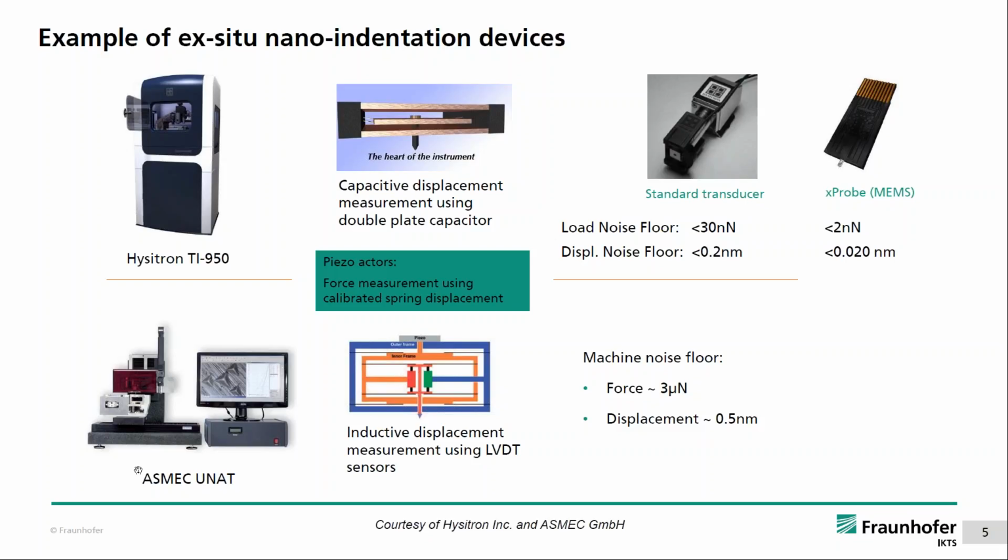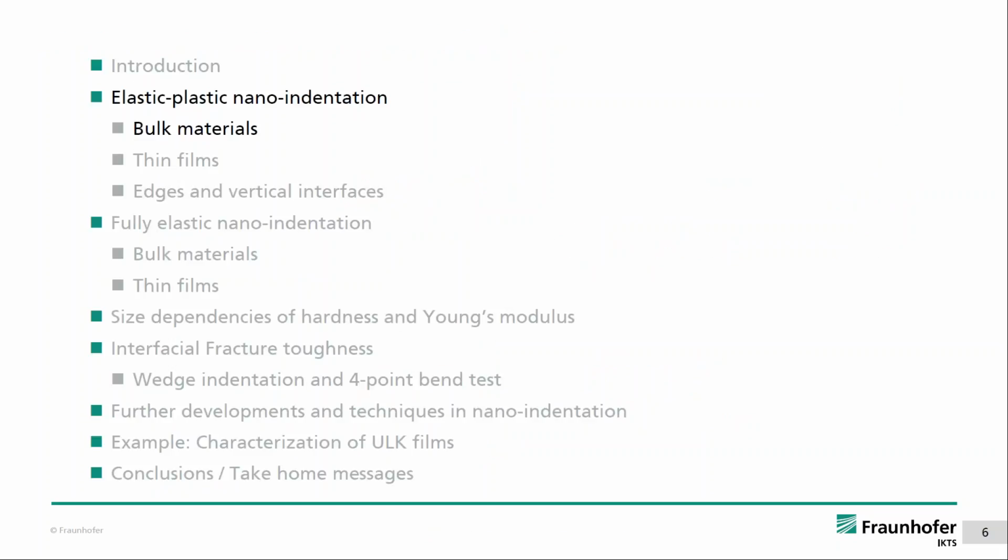And then there's also a tool I use, it's called ASMEC UNAT, and this has an inductive displacement measuring unit and has a little bit lower resolution, but it's more robust, and it has also a lot of advantages. So, and there are numerous other tools on the market. Don't want to go into detail too much. And I want to go straight to the elastic-plastic nano-indentation, which is the most commonly used. And I start with this experiment in bulk materials.